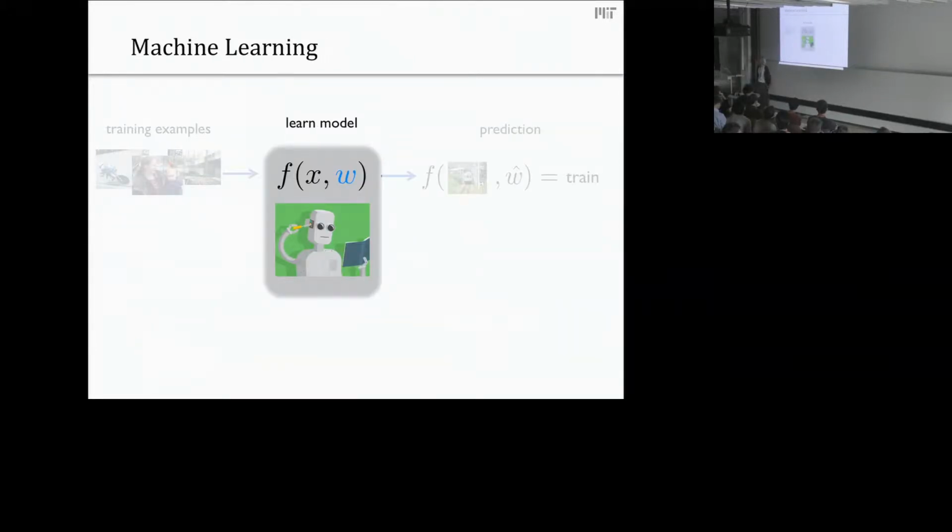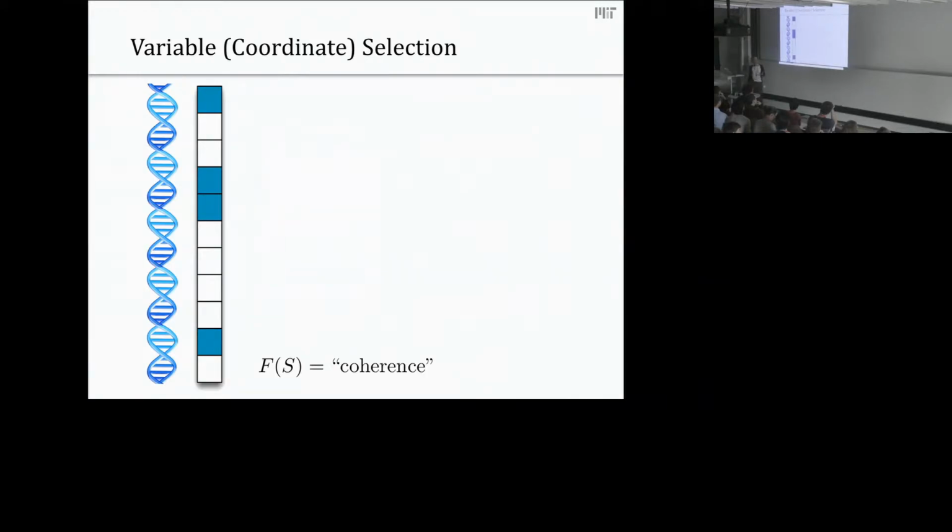Okay, so much about training data. What about the actual model learning itself? And there also subset selection problems can come up. Let me just show you one example here.